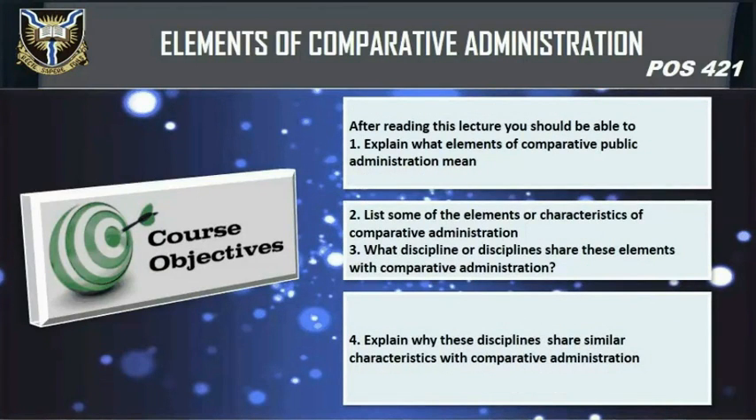Course objectives. After reading this lecture, you should be able to: 1. Explain what elements of cooperative public administration mean. 2. List some of the elements or characteristics of cooperative administration. 3. Identify what discipline or disciplines share these elements with cooperative administration. 4. Explain why these disciplines share similar characteristics with cooperative administration.